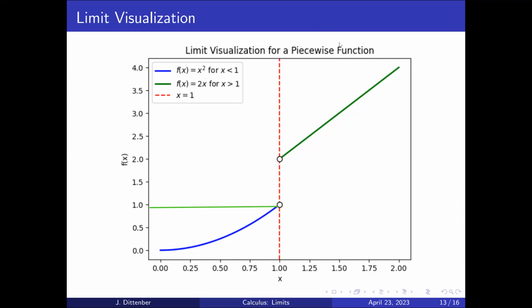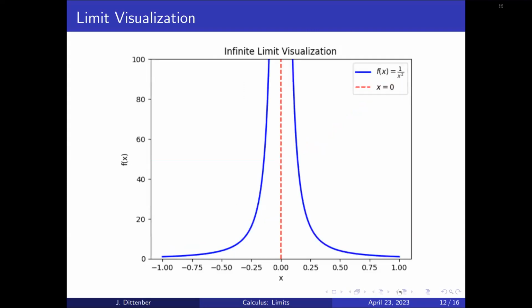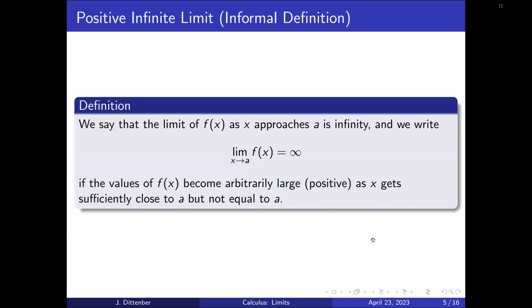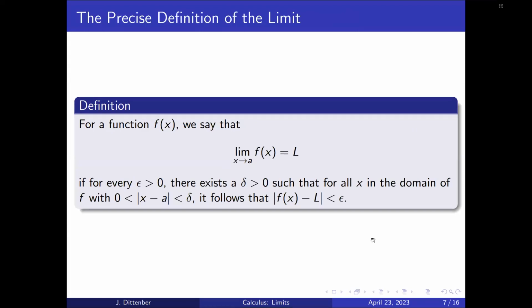Now we can move to looking at what we're going to call the precise definition of the limit. So let's go back here. We looked at the right-hand limit, and we'll come back to infinite limits later on. Okay, so for a function f of x, we say that the limit as x goes to a of f of x is equal to L if for every epsilon greater than 0, there exists a delta greater than 0, such that for all x in the domain of f, the distance between x and a is non-zero but less than this number delta, it follows that the distance between f of x and L will be less than this epsilon.